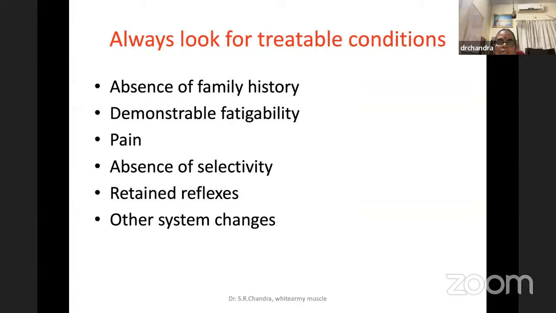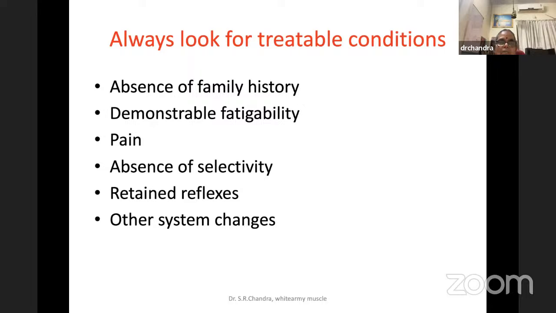So what are all the situations where you look for treatable causes? No family history. We have done the family tree. Even though the patient is progressively sick and worsening, family history is not there. It may be a chronic polymyositis. They look like inherited muscle diseases, but family history is not there. So with absence of family history, become alerted and look for a treatable cause. Demonstrable fatigability: at the time of examination, at rest it is grade 4 and after walking it becomes grade 3. All patients will say fatigue, but are you able to demonstrate a drop in the power? The demonstrable fatigability points to a treatable disease.